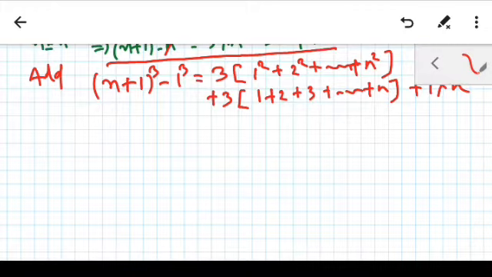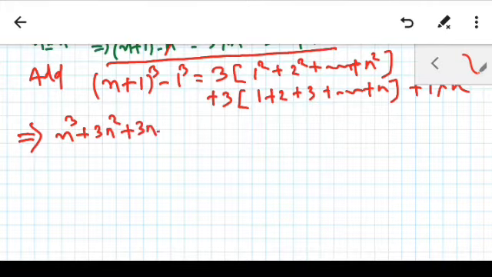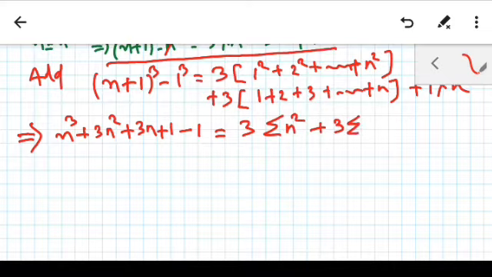Now if I solve this one, n plus 1 whole cube, I can write it as n cube plus 3n square plus 3n plus 1, then again minus 1. This expression can be written as 3 summation of n square, plus this expression can be written as 3 summation of n, plus n. Now here plus 1 and minus 1 are getting cancelled.